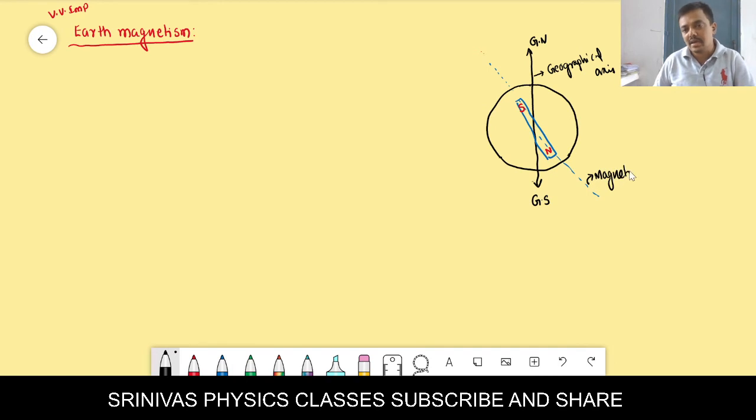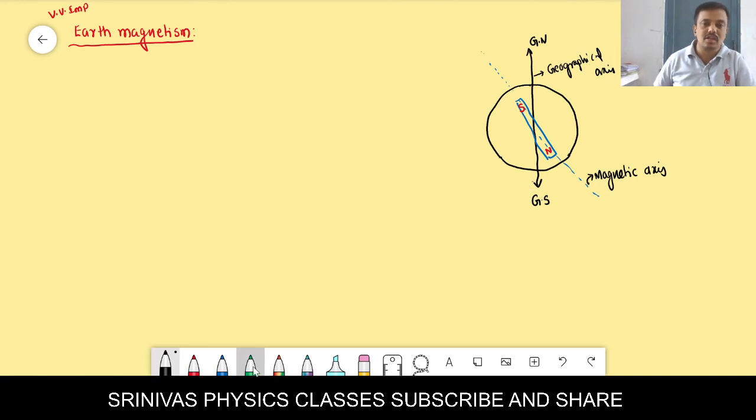Actually, the magnetic axis does not exactly coincide with the geographical axis, but is inclined at a certain angle, around 11 degrees. Earth behaves like a magnet. Its south and north poles exist. The south pole is towards the geographical north and the north pole is towards the geographical south.